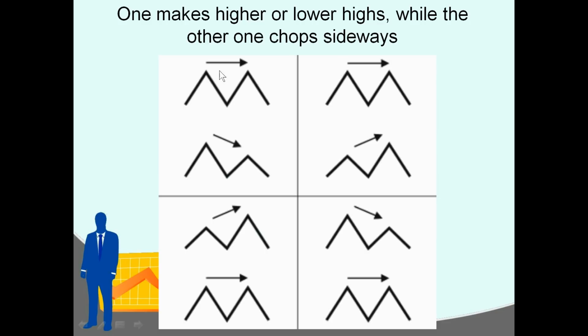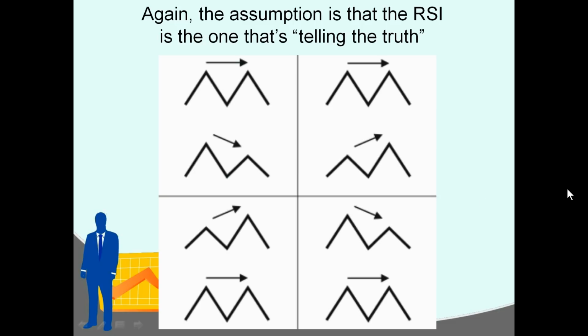So for example, you might have the candlesticks just going sideways, but the RSI line is showing lower highs or higher highs. Or on the other hand, it might be the other way around. You might have the candlesticks showing higher highs or lower highs, but then the RSI line has neither higher nor lower highs and just chops sideways. That's also possible. And again, the assumption is that the RSI line is the one that's telling the truth, the one that you might want to rely on more than what you see in the candlesticks.